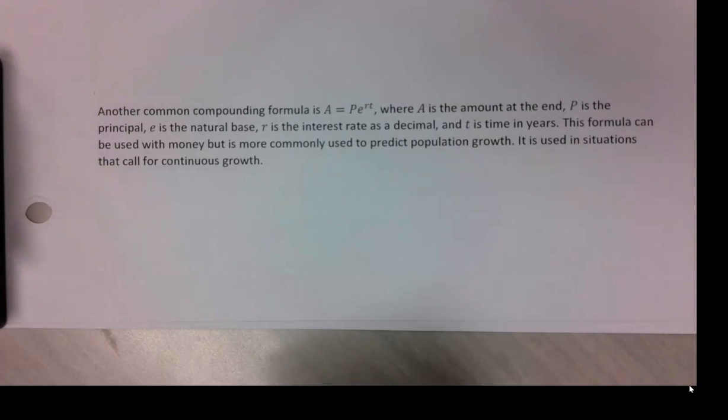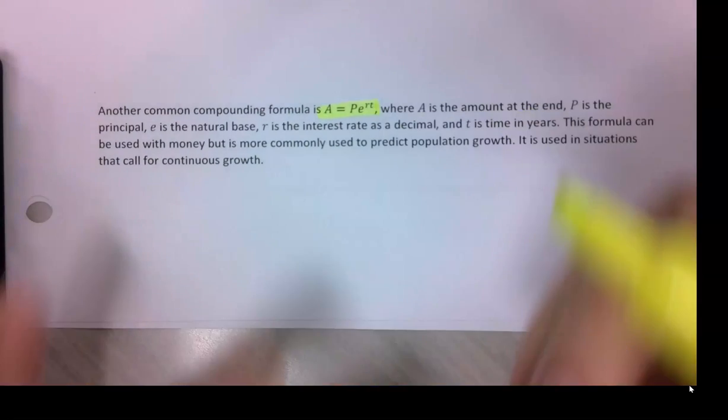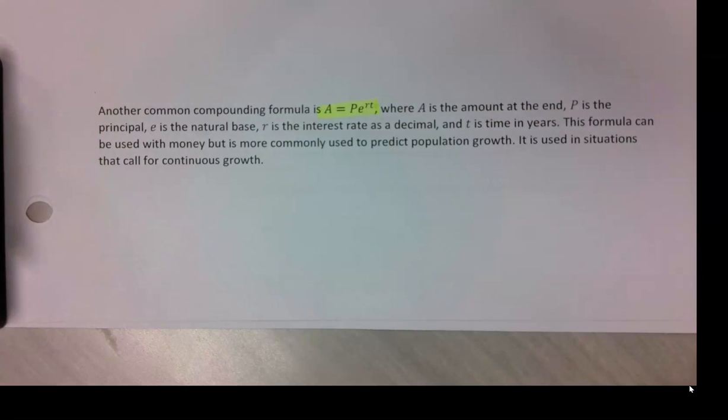Okay, so for the next thing we're going to talk about is when something is compounded continuously, we use the formula A equals P times e to the RT, where A is again the amount at the end, e is the natural base that we talked about on Friday, R is the interest rate as a decimal, and T is time. This is typically used with modeling things like population, but it can be used with modeling money.